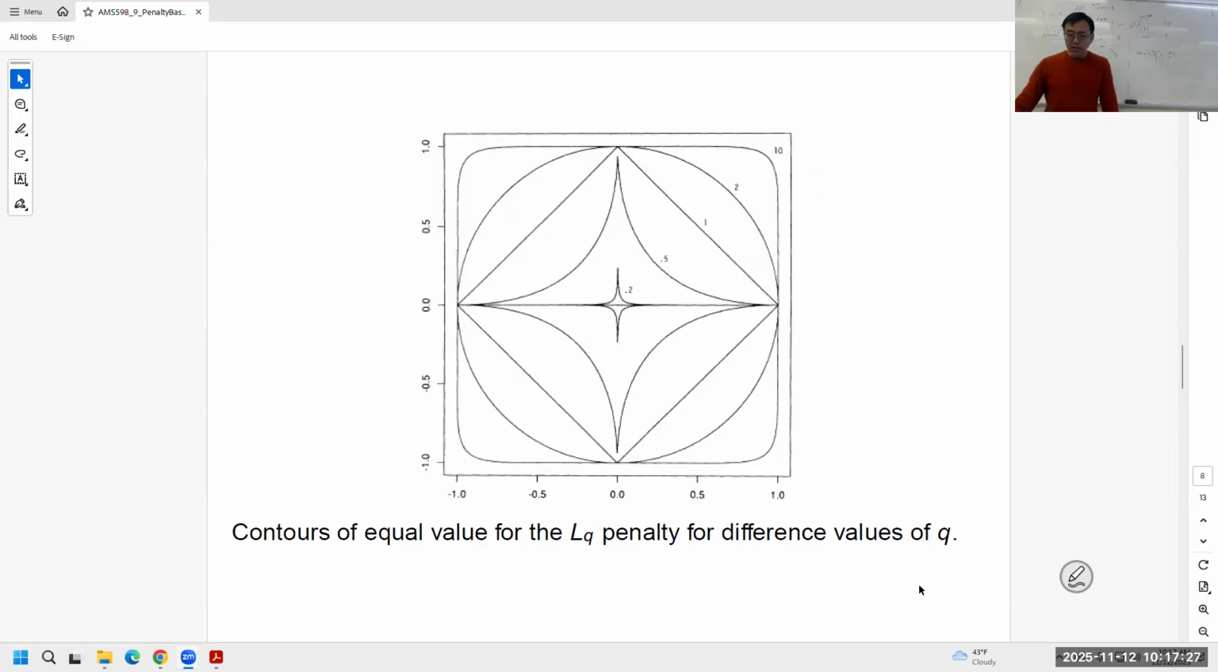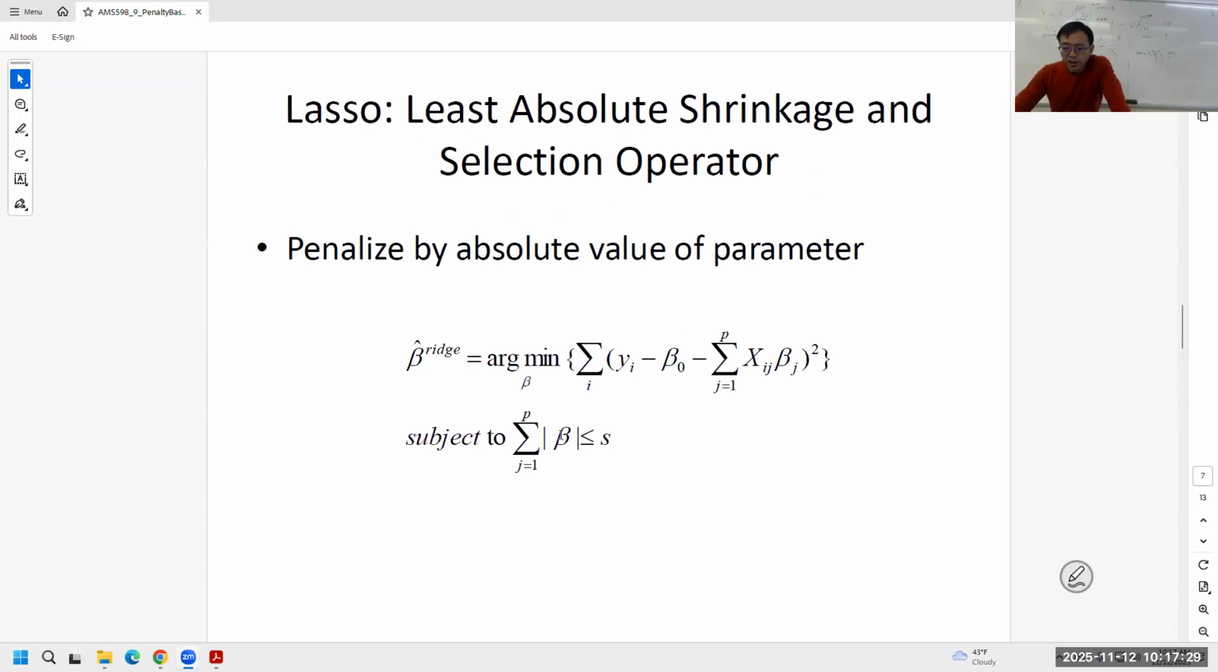We can see the penalty. If this is order 1, then we are doing lasso regression. If the order is 2, that's ridge regression. But can we make this an arbitrary order of q?